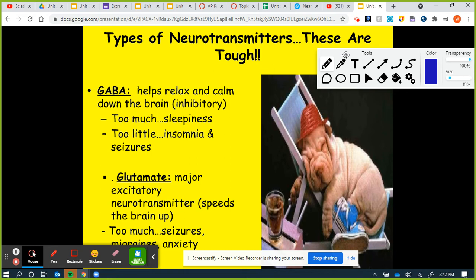Too much glutamate has been associated with seizures, migraines, and anxiety. It's also been associated with the manic phase of bipolar disorder. But that is what they think lithium affects.